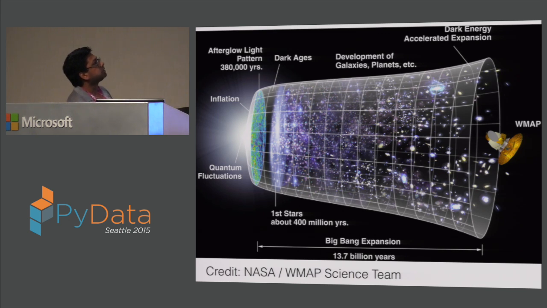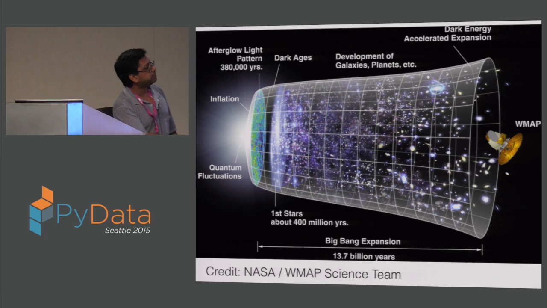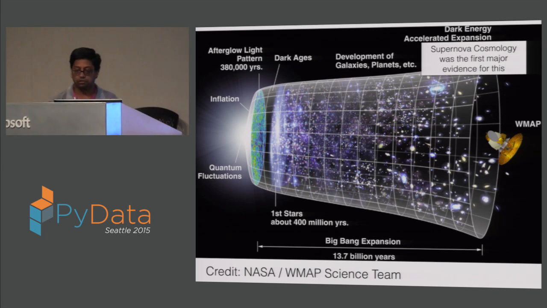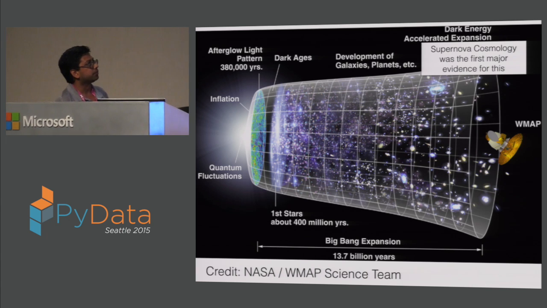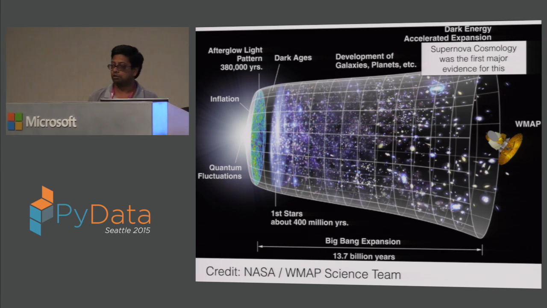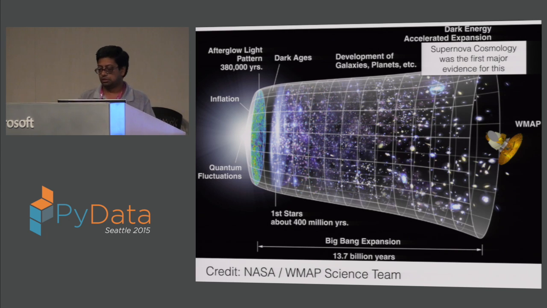And structures form, stars form, et cetera, and what you see later on is that this again curves back out. So the expansion is becoming faster. This acceleration is what I just talked about. And in fact, the first major evidence that people began to take seriously came from supernova cosmology. This was discovered in the late 90s, and the three people who were strongly involved in this were awarded the Nobel Prize in 2011.